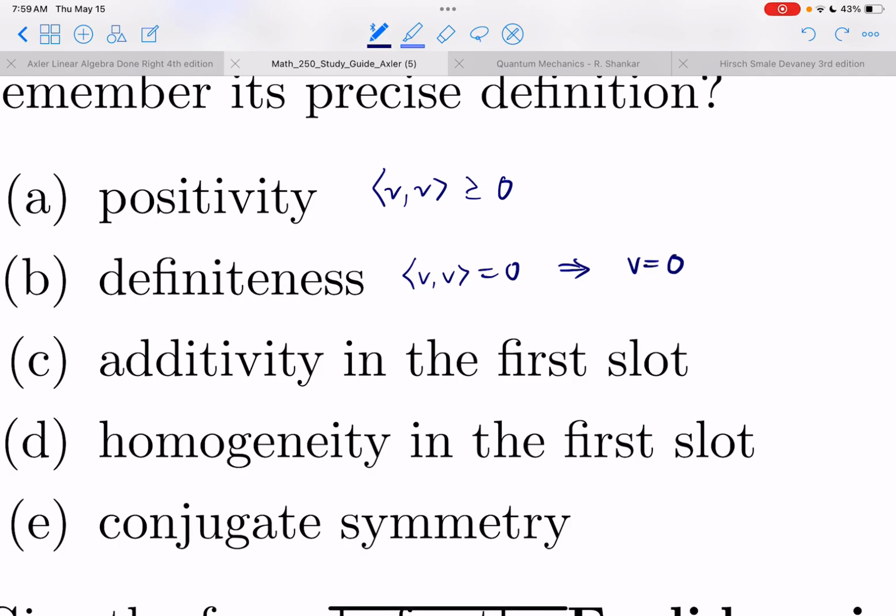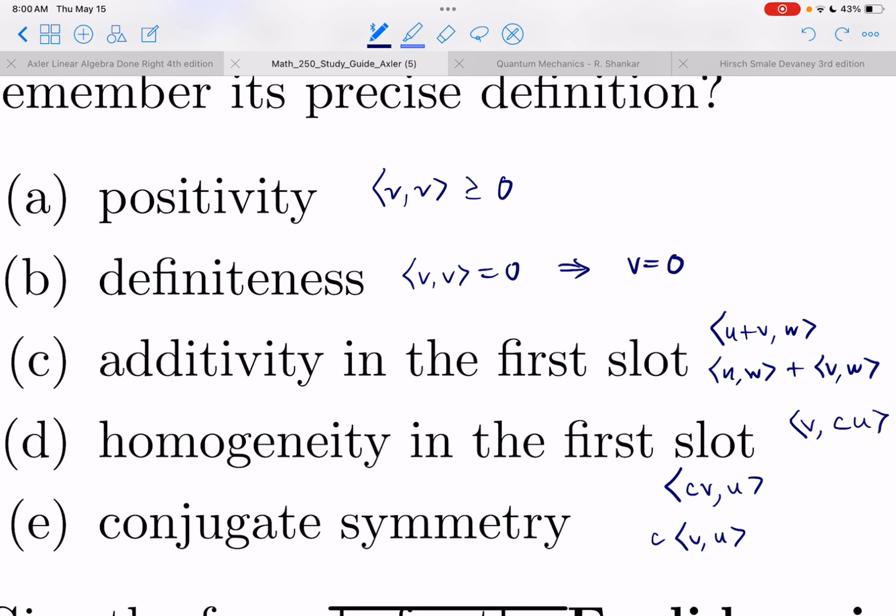Additivity in the first slot means that if you take u plus v and take its inner product with w, that's just the inner product of each term separately. So it's linear in the first slot. It's also linear in the second slot, except that you have to pull out a conjugate. Let's see what that means. If we have a complex number in the first slot, we pull it out just like normal. That's homogeneity in the first slot. If the complex number was in the second slot, then when you pull it out, you have to put a bar on it.